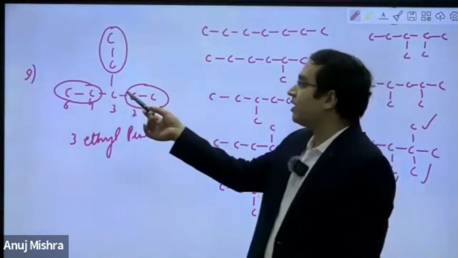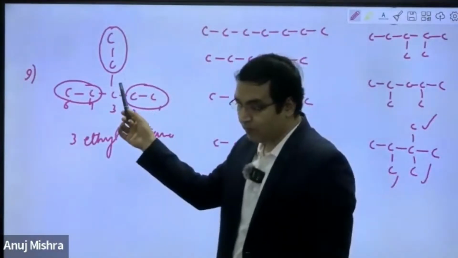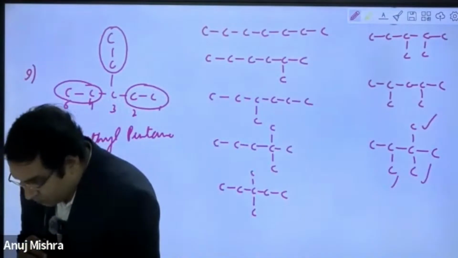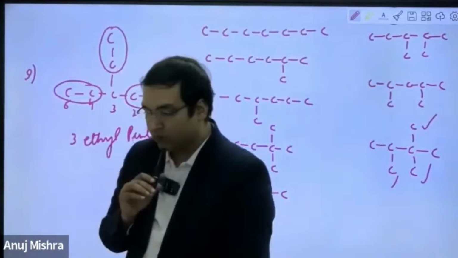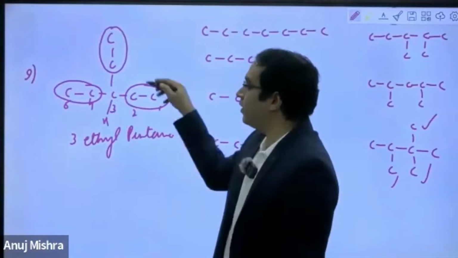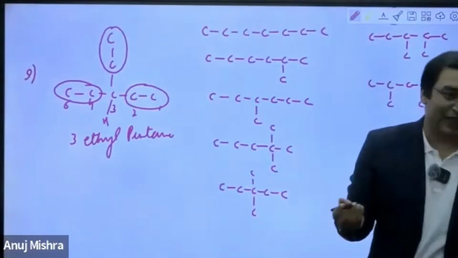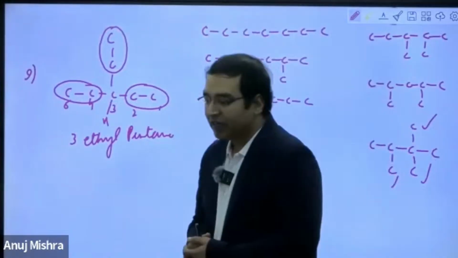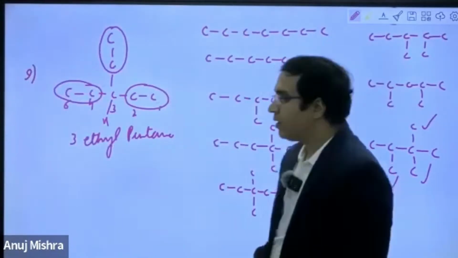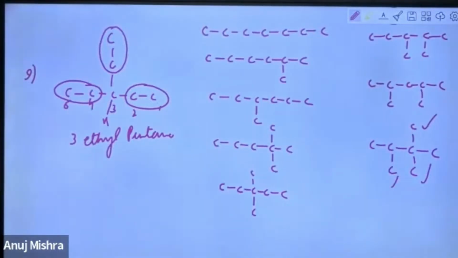Is it optically active or inactive? Inactive, because for optical activity, I need a carbon with 4 different groups. You have 3 groups the same, so it is inactive. Is it chiral or achiral? Achiral. Okay, done. Let's move ahead. Shall we proceed further? Have you written this? Okay, great.